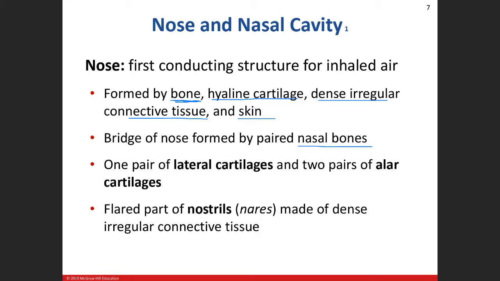And then if we go more inferior and lateral to the nasal bones, that's where you have your hyaline cartilage structures. And then further out, more towards where the nose starts to flare out, you have two more pairs of alar cartilages. And then finally, just lateral to that, you'll have that dense irregular connective tissue that's going to form the actual borders to the lateral portion of your nostrils there.